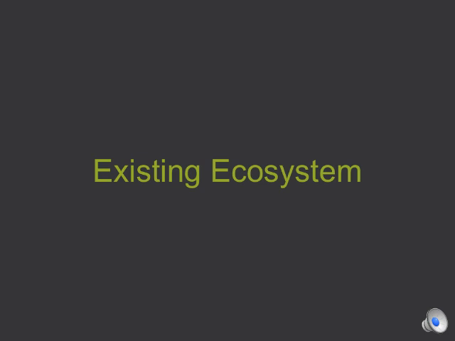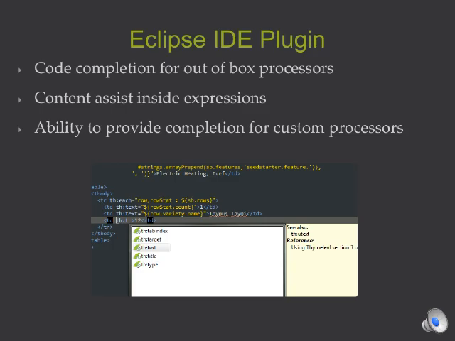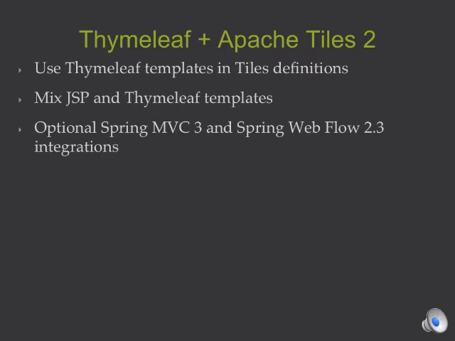Alright, so let's talk about some things that you can use that help you use Thymeleaf. There is an Eclipse IDE plugin. It gives you code completion for the attributes. It helps you out with the expression languages with Content Assist. If you're defining your own dialects with your own processors, you're able to define some schema that provides that help text, and you can register that with the plugin as well, so that even your custom stuff you can get code completion and Content Assist with.